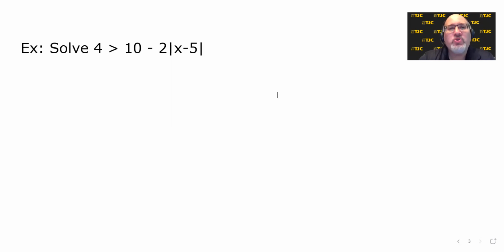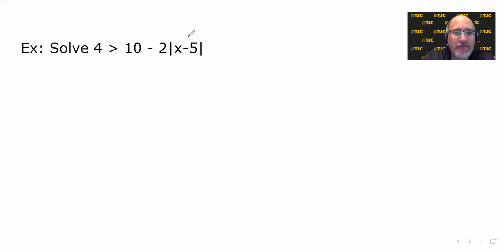Well, this has a few issues. Number one is the absolute value is on the right side. We're going to want it on the left side so that it matches our form. And the second issue, which is a little bit more subtle, is the absolute value has a -2 in front of it. So at some point, we're going to divide by -2, which is going to reverse the signs. Let's start by solving this.